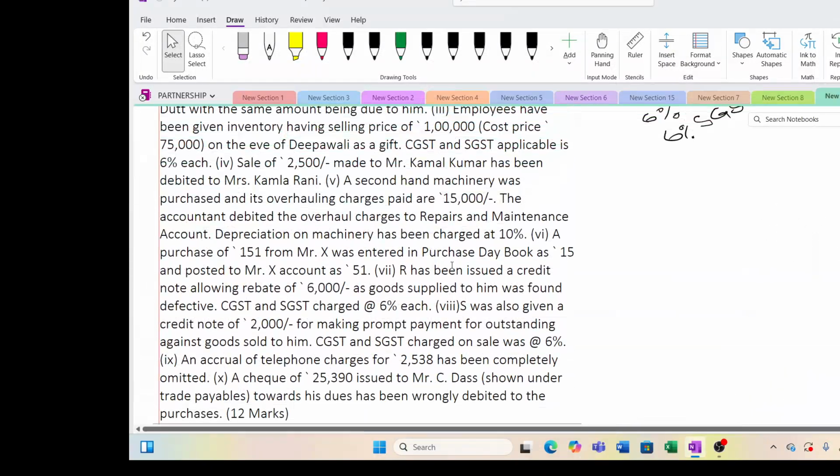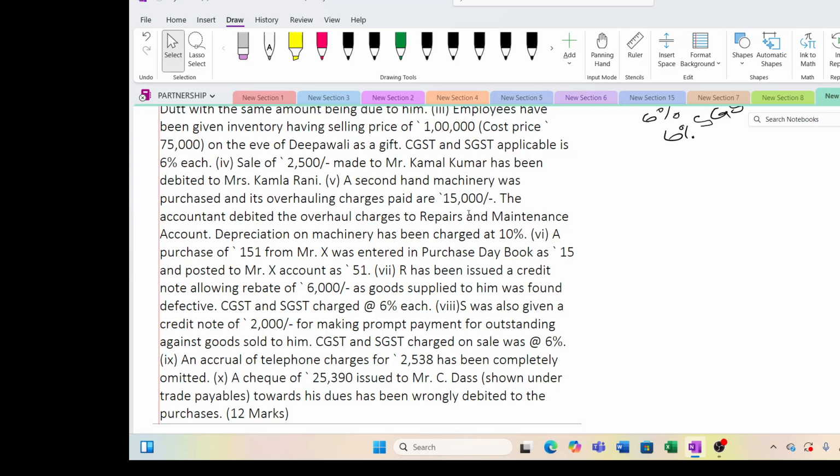Next one is, a second hand machinery was purchased and its overhauling charges are paid at 15,000. You all know that whenever we buy a second hand machinery, any repair charges till it is ready for usable stage or put to use, whatever the expenses are, that has to be capitalized. So it has to be treated as capital expenditure, not a revenue expenditure. You understand the difference between capital expenditure and revenue expenditure. So this 15,000 has to be debited to the machinery account.